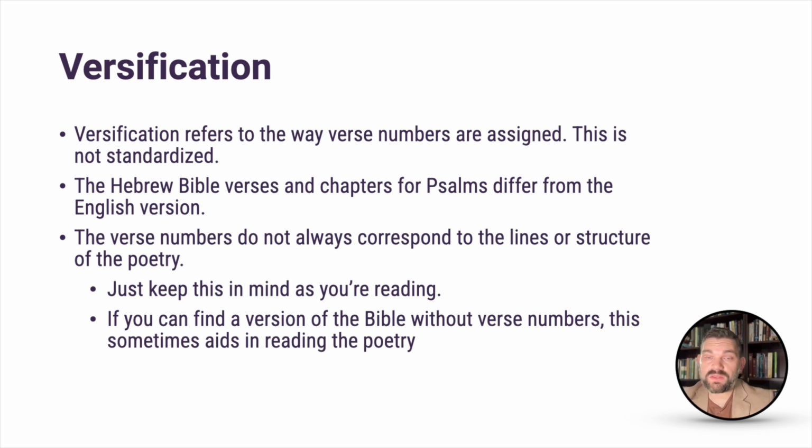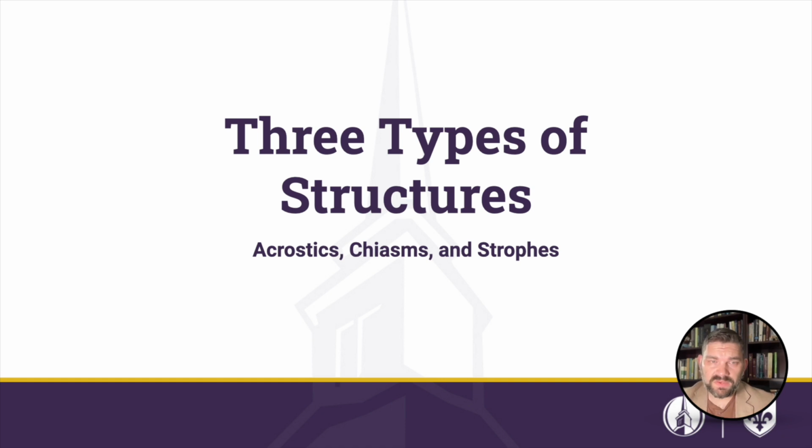Okay, so that is the preliminary material. Let's get to the heart of this lecture. Three types of structures in the Psalms. We have acrostics, we have chiasms, and strophes. Now, not every psalm is going to fall within one of these categories, but these are the three predominant structures that we find within the Psalter.